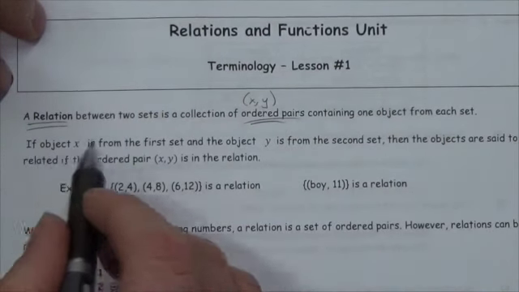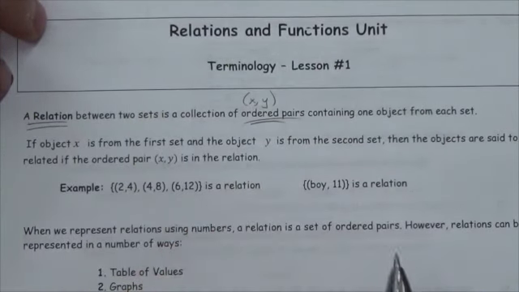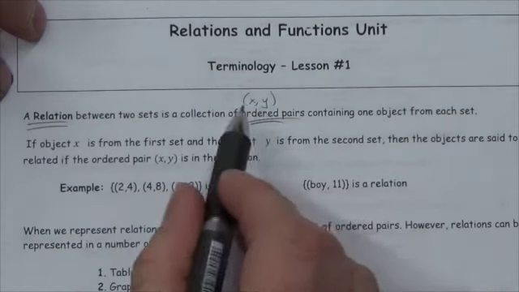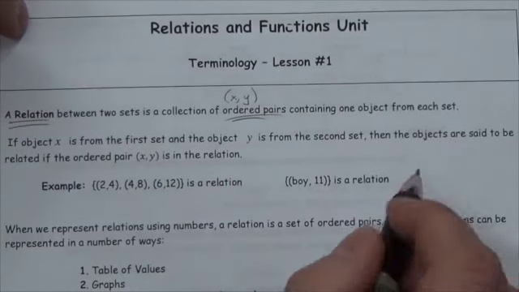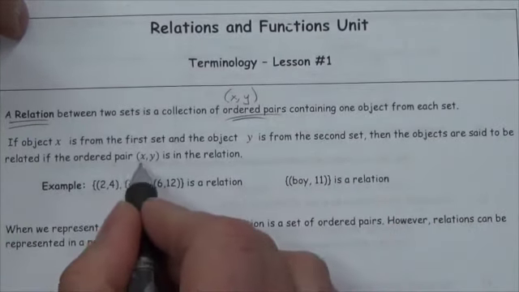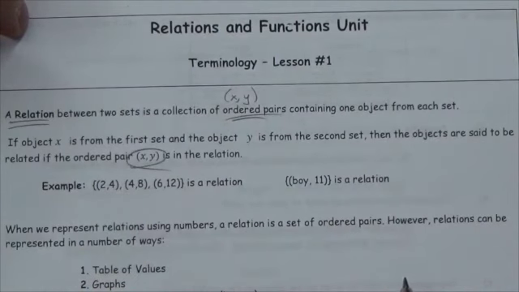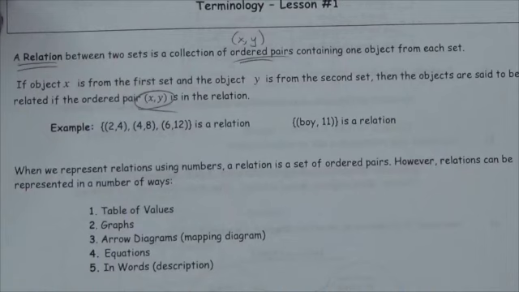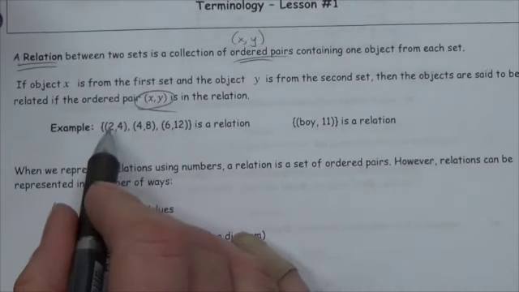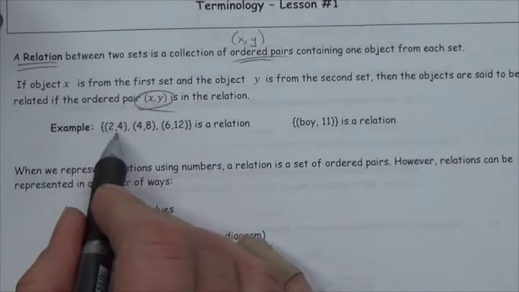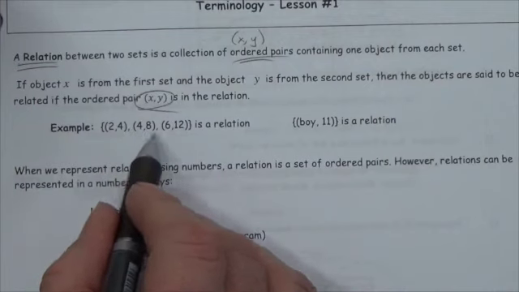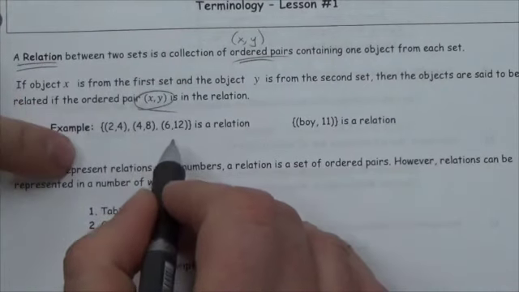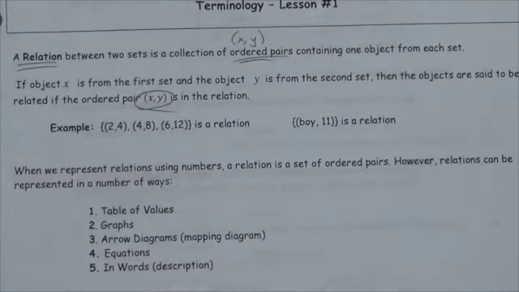So here we go. If object x is from the first set and object y is from the second set, which is pretty standard, then the objects are said to be related if the ordered pair x comma y is in the relation, is in that set of points. So for example, and this is nothing new, you have the set of points 2 comma 4, 4 comma 8, 6 comma 12. That is a relation, because we've come up with a bunch of ordered pairs. It's all we really need.